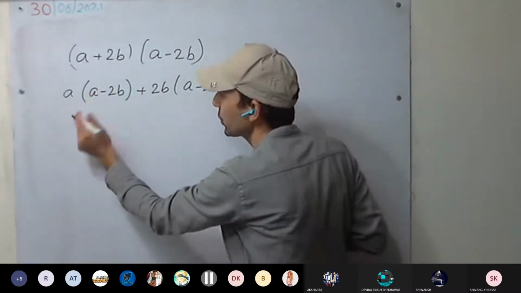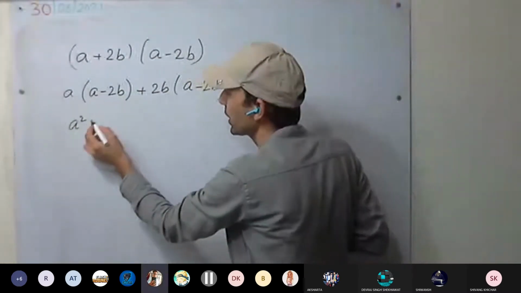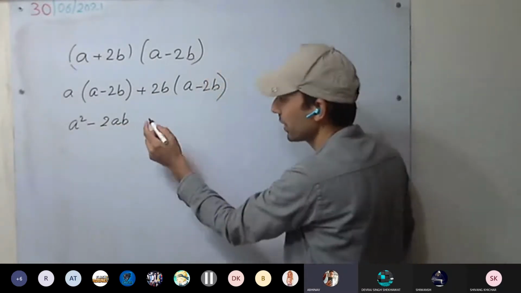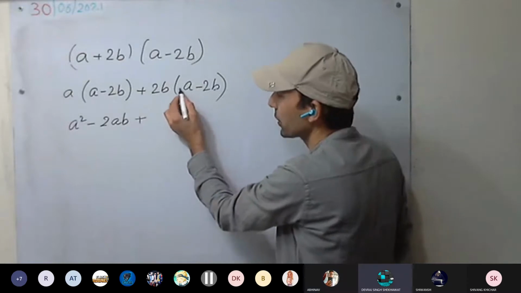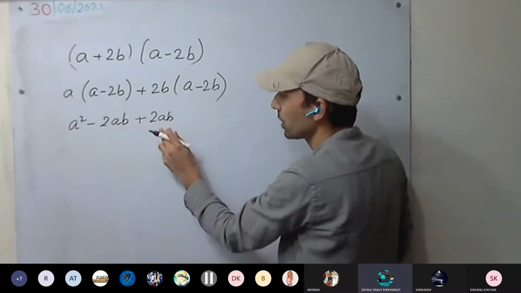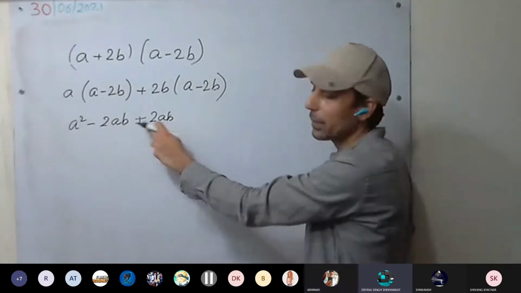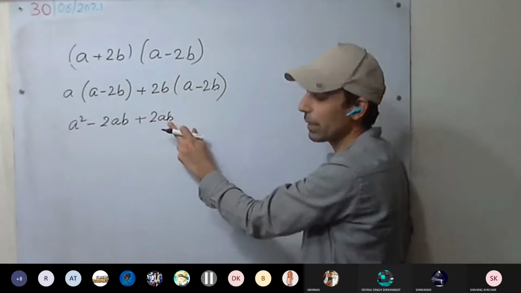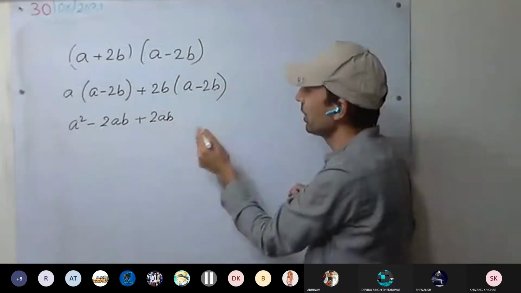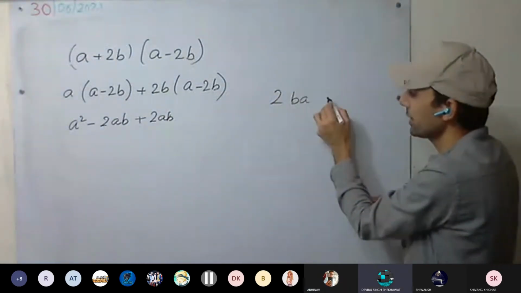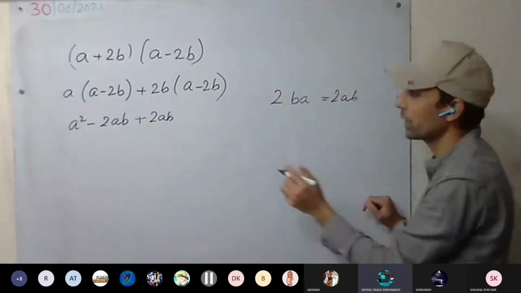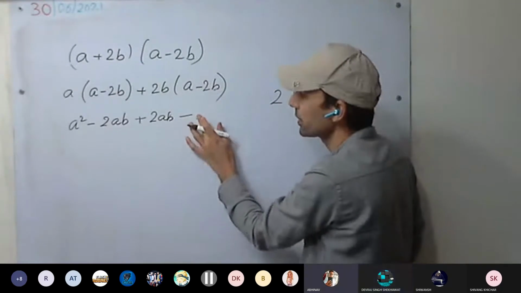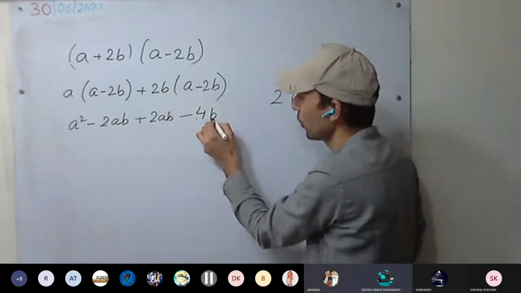So it will be how much? a into a square, a^3. a into minus 2b, minus 2ab. See here, if you are writing plus 2ba, you can write it as plus 2ab as well, so that we can add them or subtract them. 2ba is same as 2ab. Okay, remember that one. Minus 2 into 2, it will be how much? 4b square. 4b square.